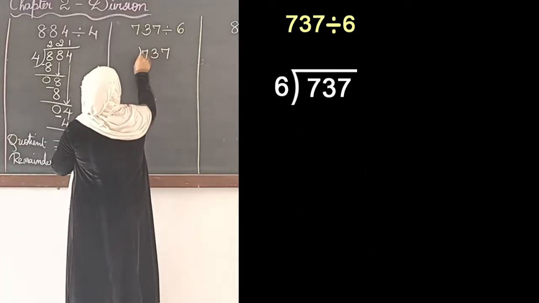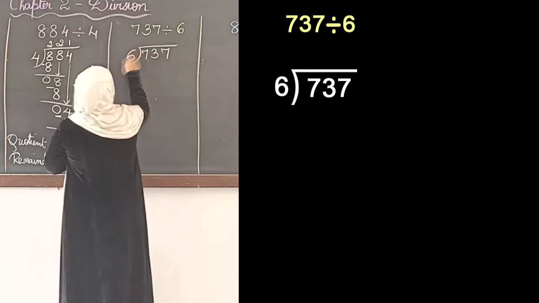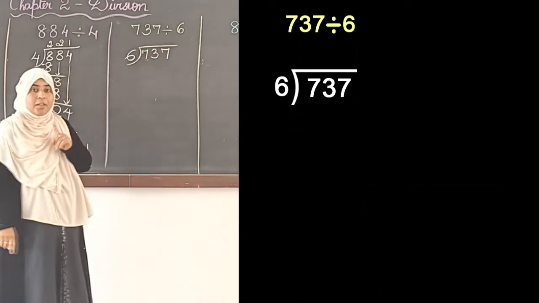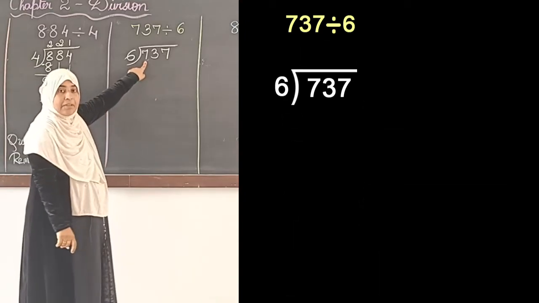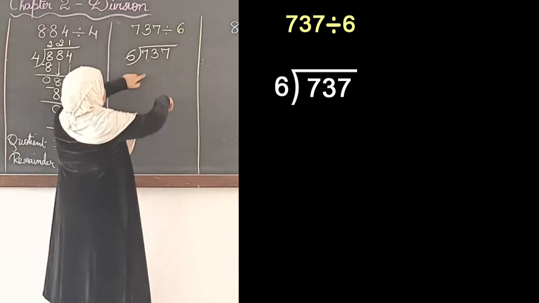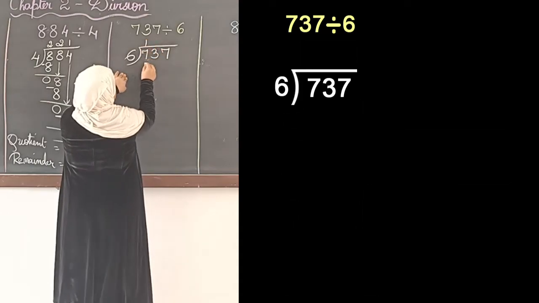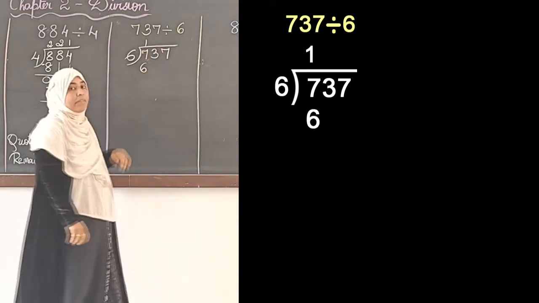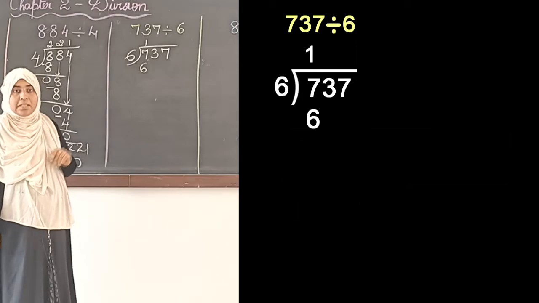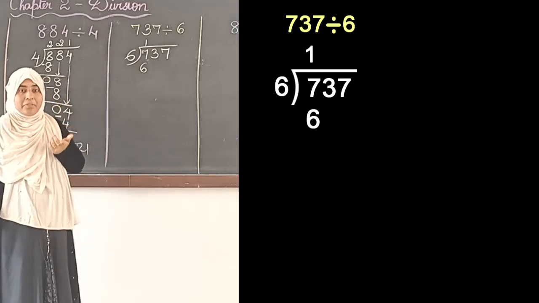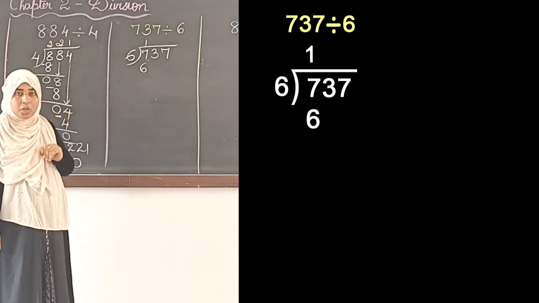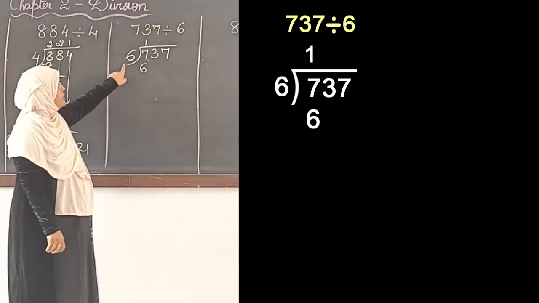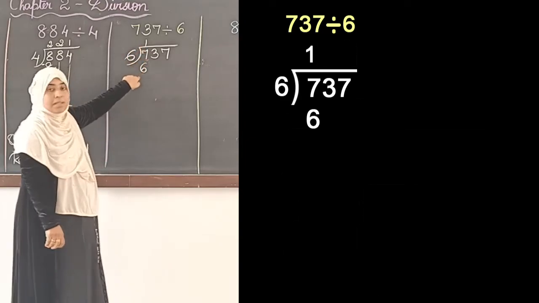737 divided by 6. Again, we have to divide one digit at a time. So, we will first divide 7 with 6. 6 ones are 6. We do not get 7 in the table of 6. 6 ones are 6, 6 twos are 12. Now, 12 is greater than 7. So, we have to go for a smaller number. So, that is why I have taken 6 ones are 6.